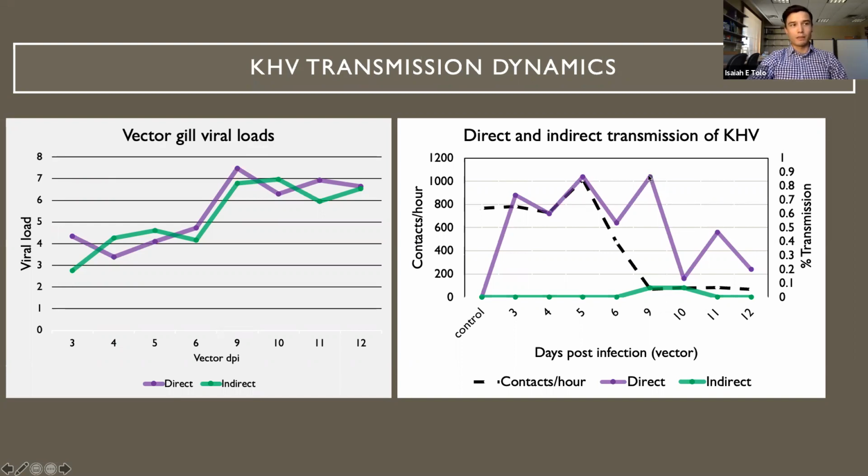Another interesting thing that we found was at day 9, there was very little contact happening, but there was still a lot of transmission, which means that the viral load also comes into play there. So maybe you don't have as many contacts, but you still have a really high viral load. So any contact you make is really effective in transmitting the virus. So again, this is really useful information for modeling this disease. And it's something that we just previously didn't know. We didn't have this information on how KHV was transmitted.